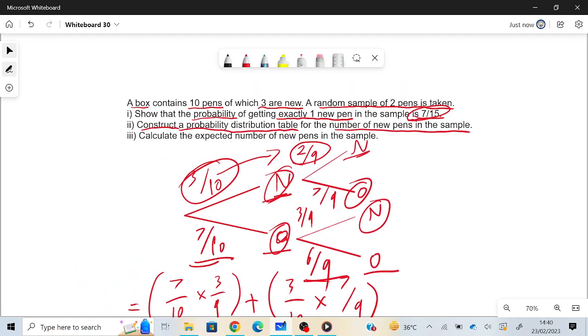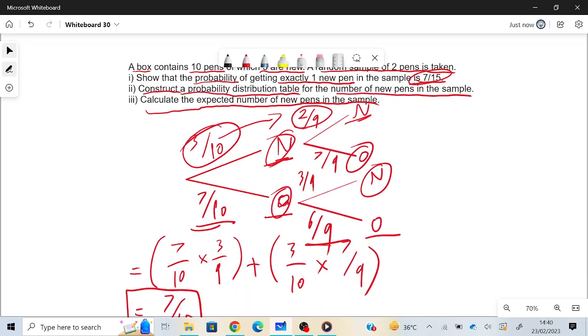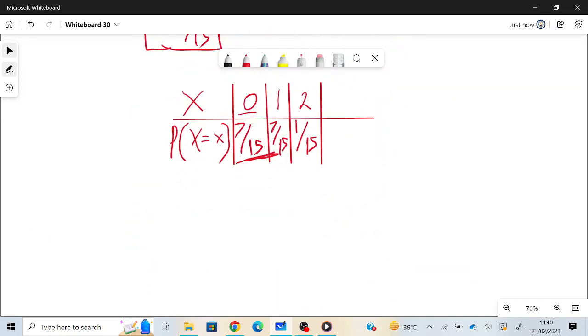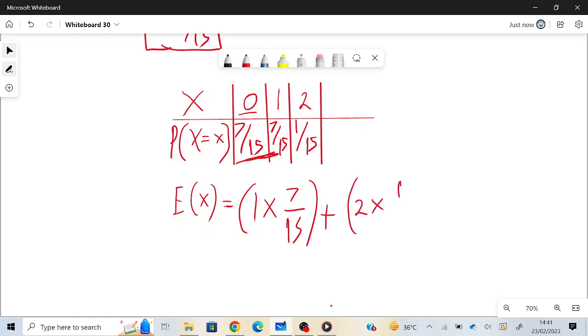And the last part says calculate the expected number of new pens in the sample. Automatically, this question does require you to know expectation, and we know that the formula for expectation is simply us timesing our values of x by their corresponding probabilities. This would be 1 times 7 over 15 plus 2 times 1 over 15.